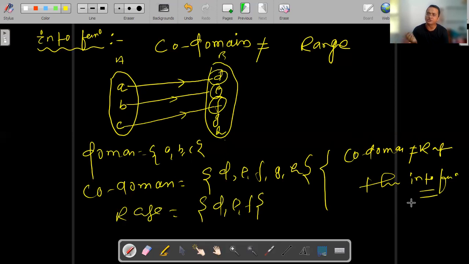Understood? It is just the reverse of an onto function. Onto function, what was that? Codomain should be equal to its range, right? But an into function is what? Codomain should not be equal to its range. Understood? Getting this? Okay. So one example we will see here, by that our concept will be cleared a little more.